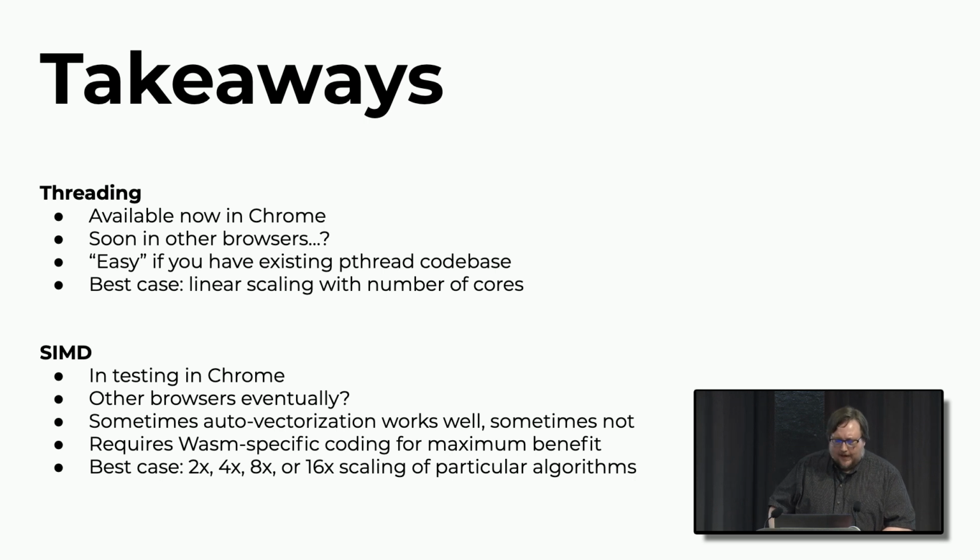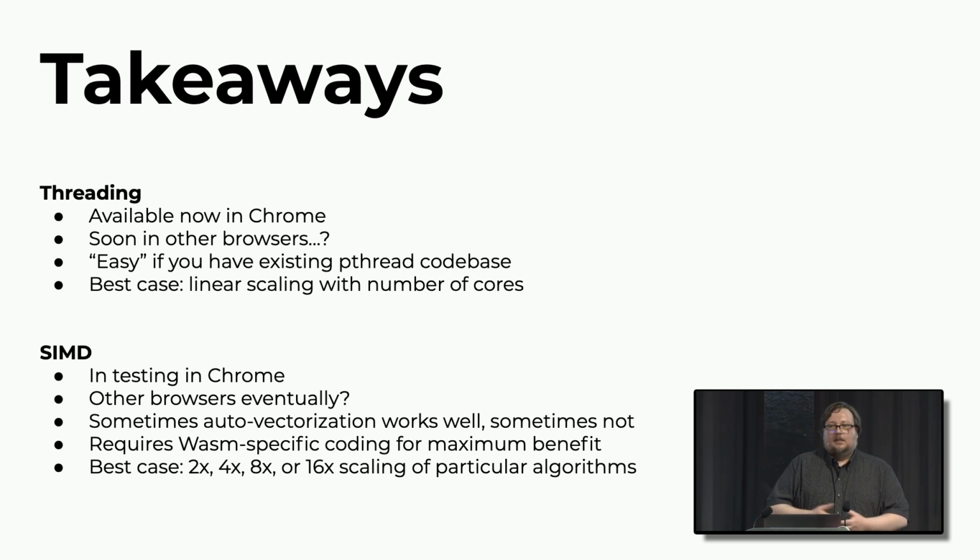Now, a few takeaways. So threading is available now in Chrome. SIMD is available behind a testing flag. Threading should be coming to Firefox very soon. We'll see about other browsers. I'm still hoping for soon. And it's relatively easy to implement as a developer if you have an existing code base that uses pthreads in Emscripten. I'm not sure what the current state of things on Rust is. I will have to look it up. I'm suddenly very curious now. And the best case, depending on your algorithm and your code base, is that you might be able to scale linearly with the number of cores, which is pretty cool.